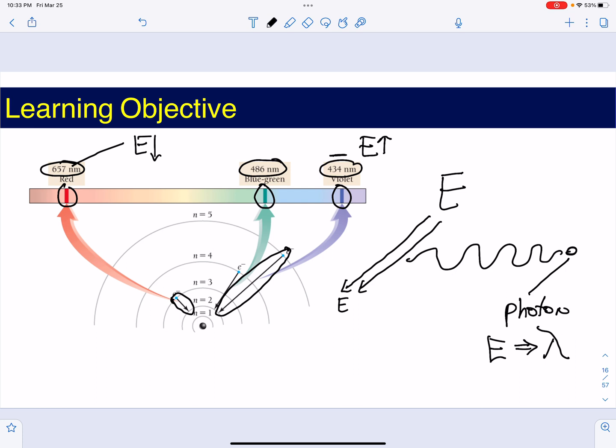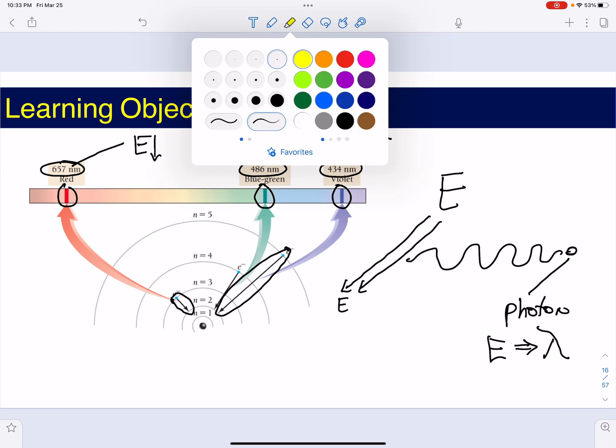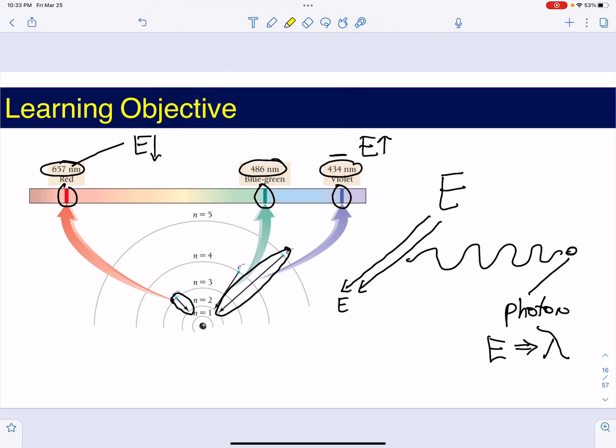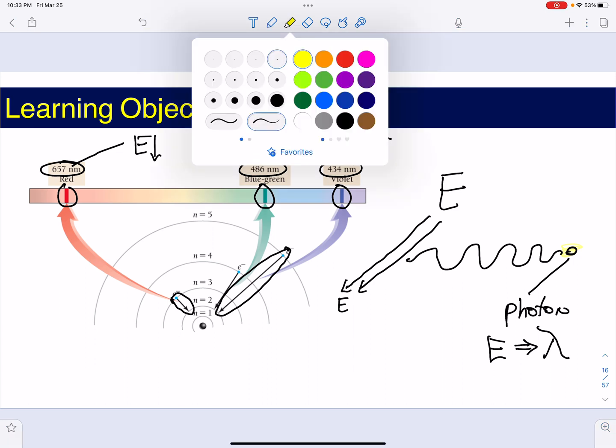So for an electron to go to a higher energy level, it will have to absorb energy, but it will immediately come back to be more stable, closer to the nucleus. And to do that, it would have to release a photon. So keep that in mind.